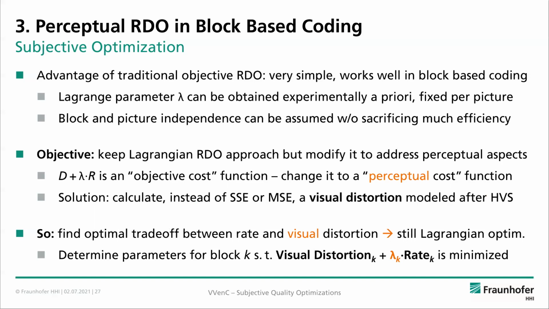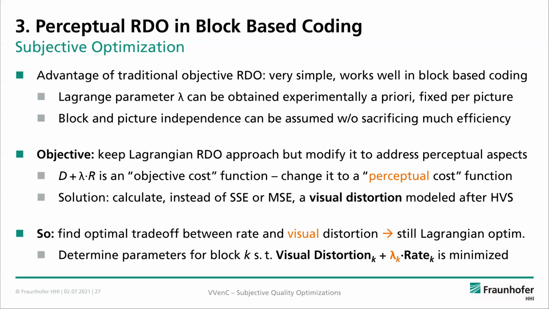The Lagrange parameter, this constant that I mentioned, called lambda usually, can be obtained experimentally in advance, and then it can be fixed per picture. And block and picture independence can be assumed without sacrificing much of the possible coding efficiency.